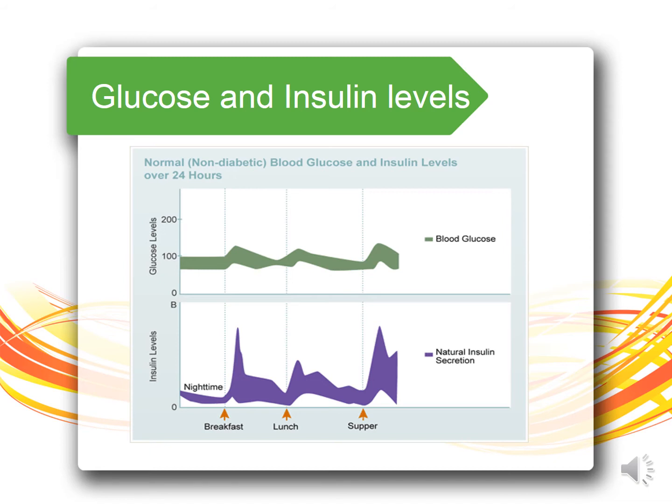At breakfast and supper time, it is slightly higher than at lunchtime, meaning that the carbohydrate content is higher at these meals. The pancreas then senses this and releases the appropriate amount of insulin required. You can also see that there is a natural secretion of insulin at times when we are not eating, so that is in between meals and overnight.